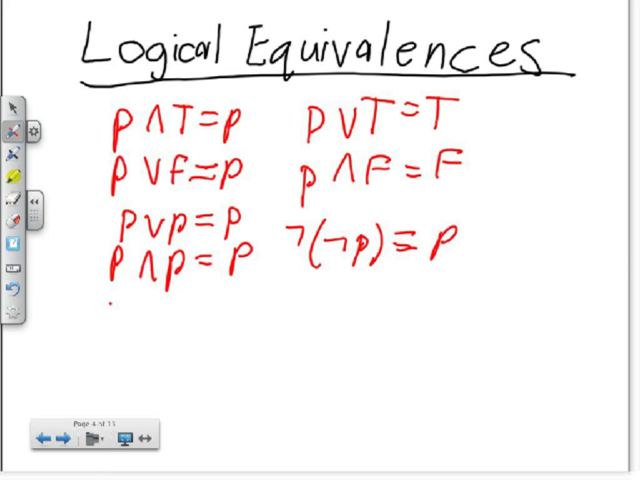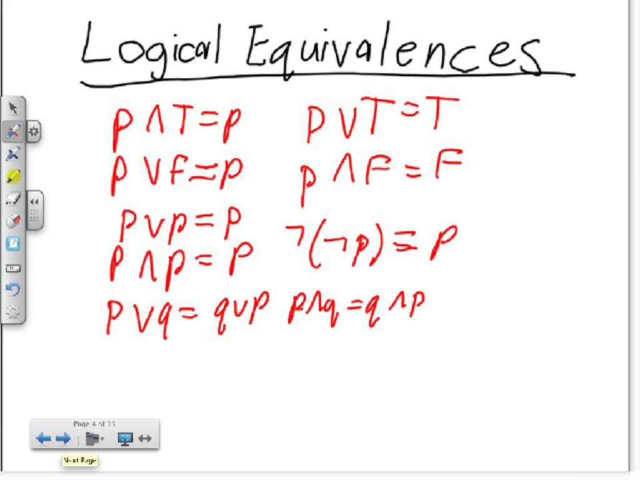We also have commutative laws, which is P or Q is equal to Q or P, as well as P and Q is equal to Q and P. And the list goes on and on. We also have associative laws: P or Q or R is equal to P or Q or R, grouped either way. And the list goes on.